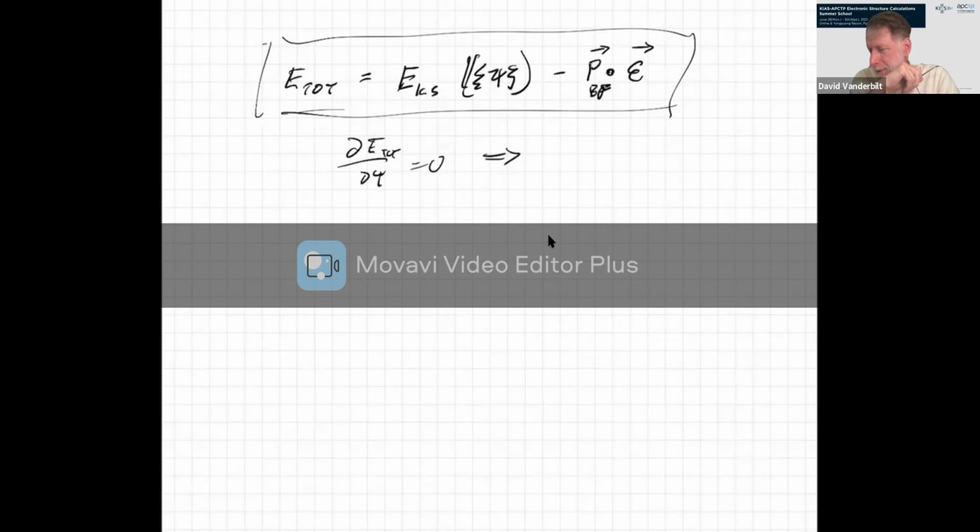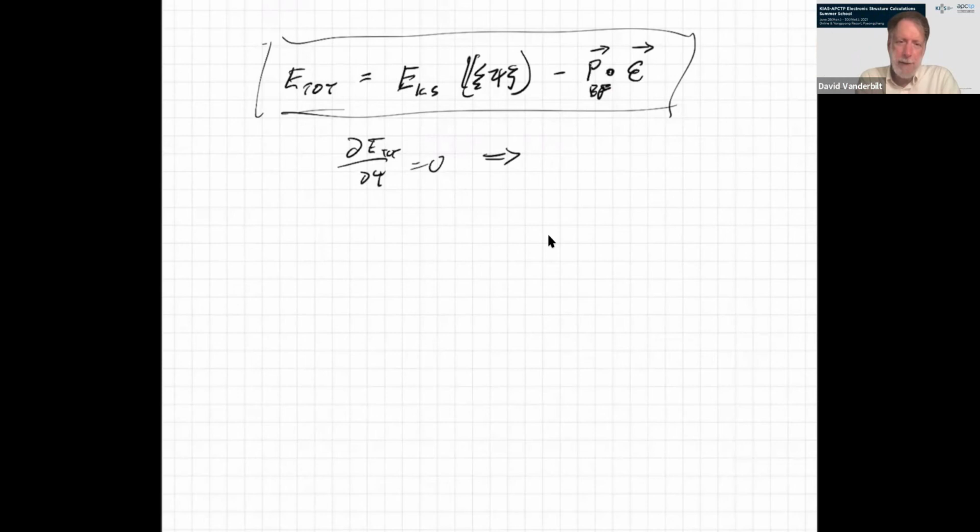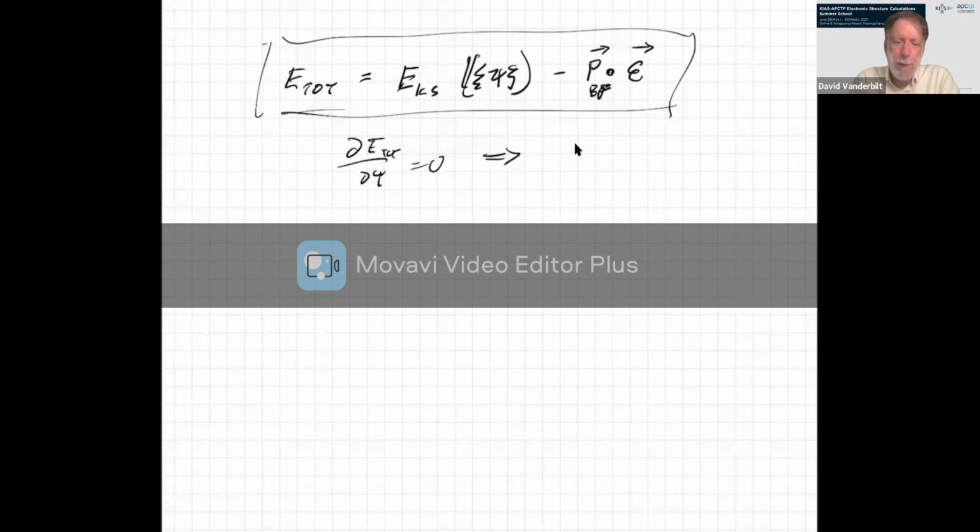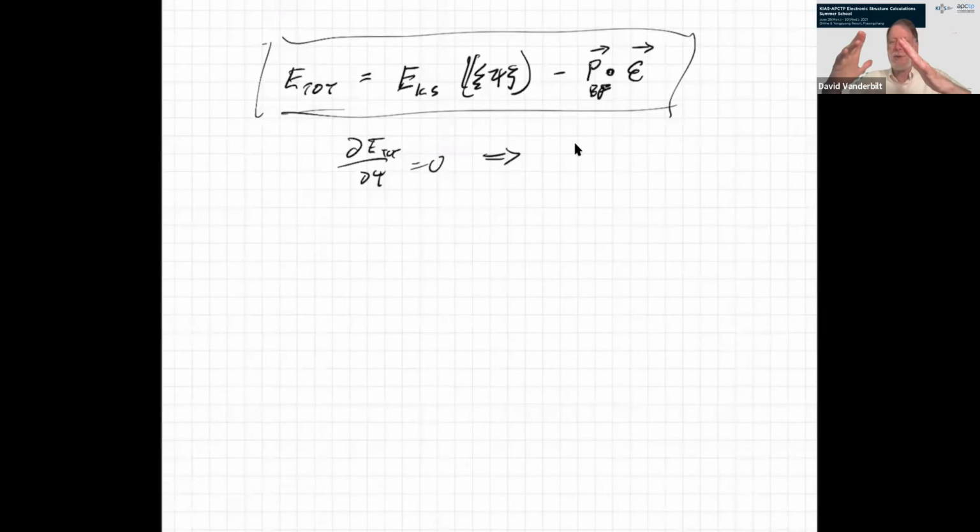And also, unlike ordinary Kohn-Sham theory, you have to include terms that couple neighboring k points in the self-consistent calculation. You can't treat each k point independently anymore. But once you've done that, one way of looking at what you're doing in the Wannier representation is this: you apply an electric field, the Wannier functions get distorted by the electric field, and they generate a new set of Bloch functions.